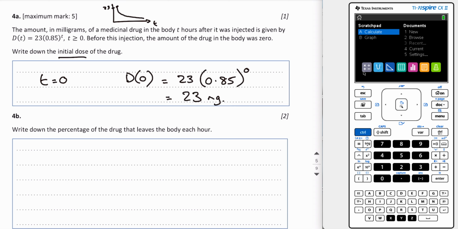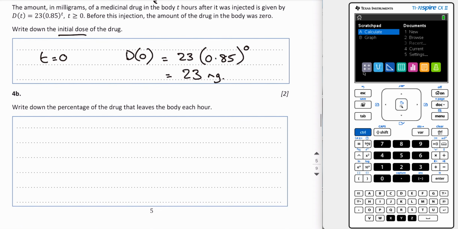Write down the percentage of the drug that leaves the body each hour. Well, it's an exponential decay function, and we're looking at this value here. 0.85 is a decimal which can be converted to 85%. So after 1 hour, there is 85% of the original amount left in the body. In hour 2, there's 85% of 85%. But this doesn't tell us that 85% leaves the body.